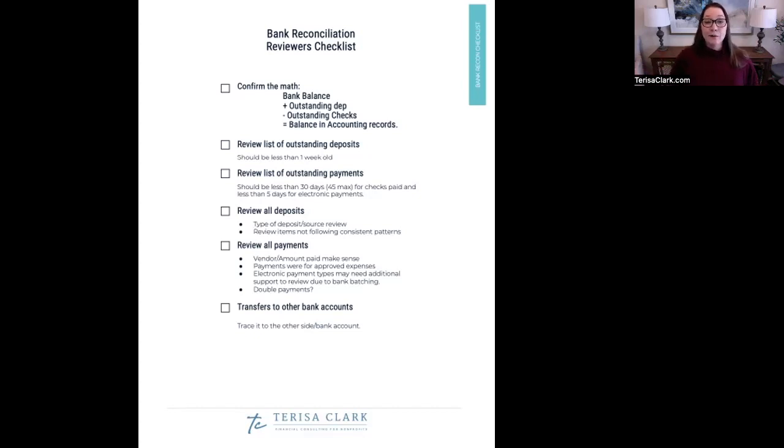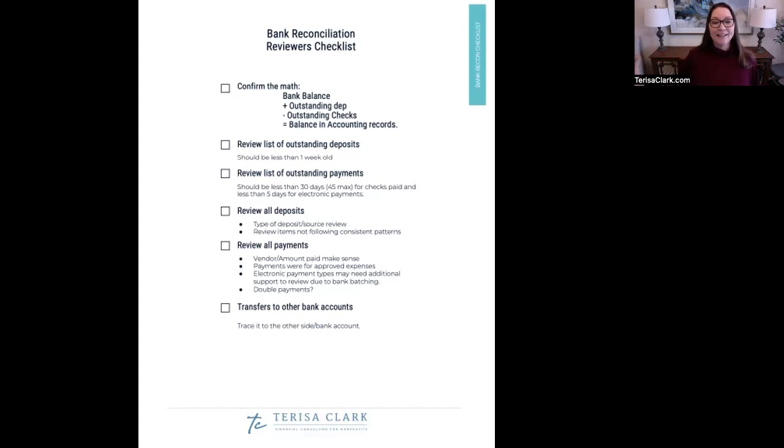Okay, next is reviewing the list of outstanding deposits. Money moves fast and banks get money clearing the bank quickly, and a lot of stuff is happening electronically. So you're looking at the list of outstanding deposits for that month to ask the question, how old are these? They should be less than 1 week old. If you're finding deposits that are more than a week old, I would start to ask some questions. We should not be seeing that.